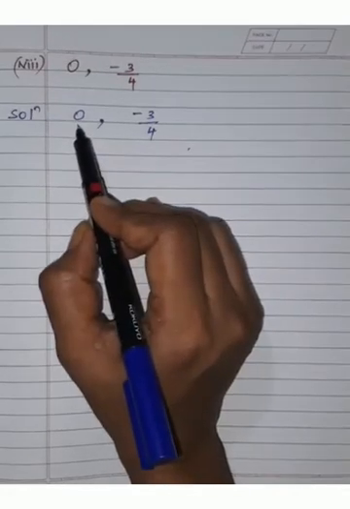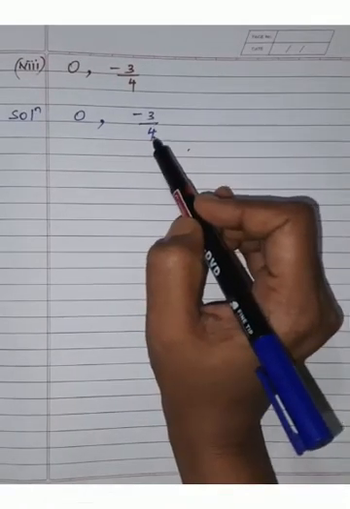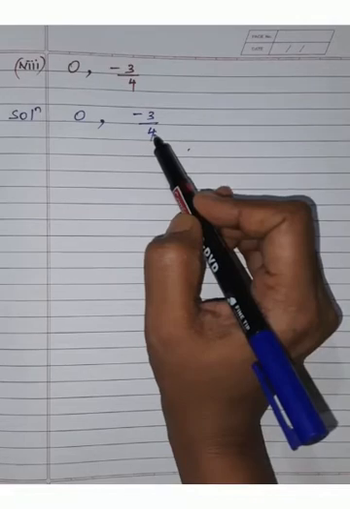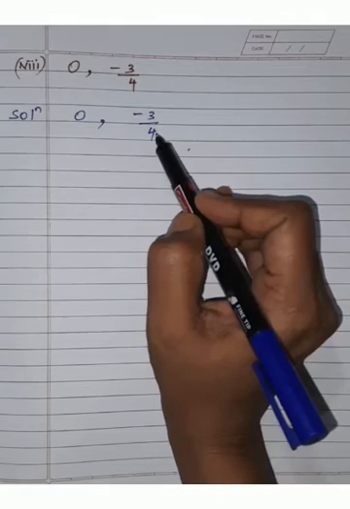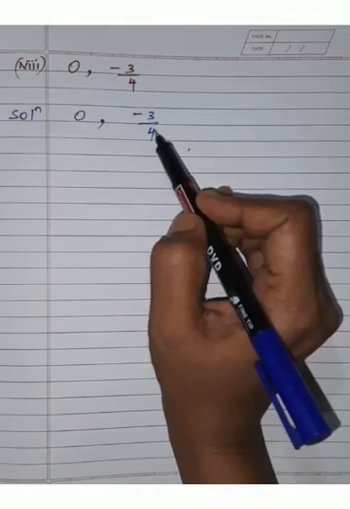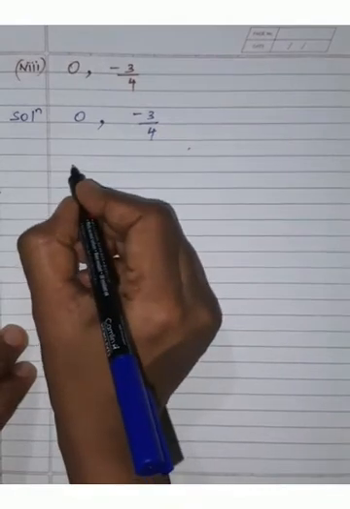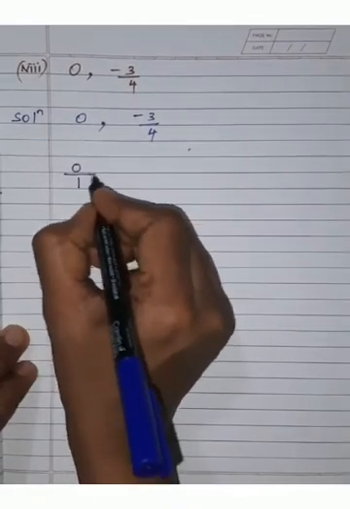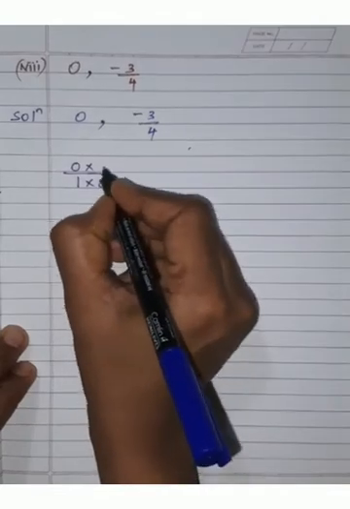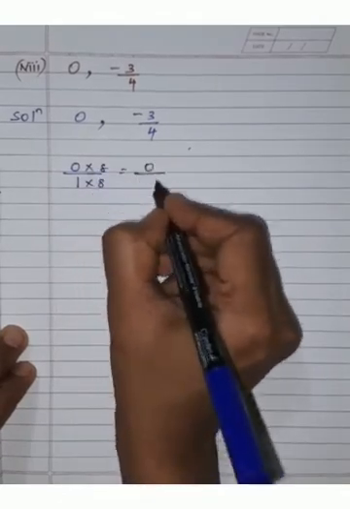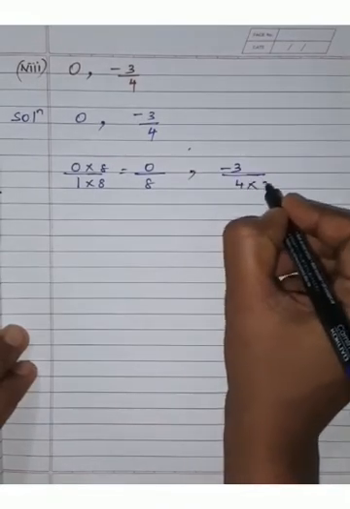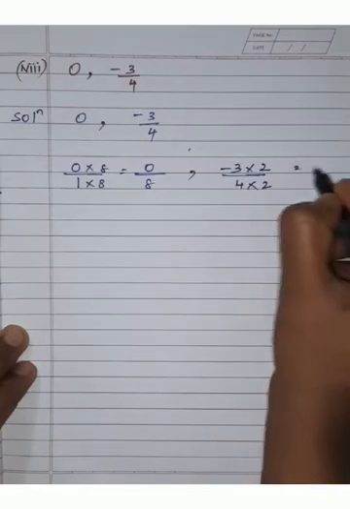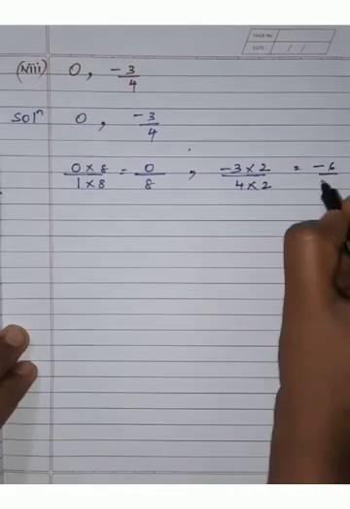So here we have only 0. 0 means it is 0 upon 1. Okay, and here we have minus 3 upon 4. So this minus 3 upon 4, children, I will be multiplying with 2. If I multiply with 2, I will be getting the denominator 8. Okay, so first let me start with 0. The 0 means it is 0 upon 1. So I will multiply with 8. So here I get 0 into 8 is 0 and 1 into 8 is 8. Okay, and here this minus 3 upon 4, I will be multiplying with 2. So here I will get minus 6 upon 8.